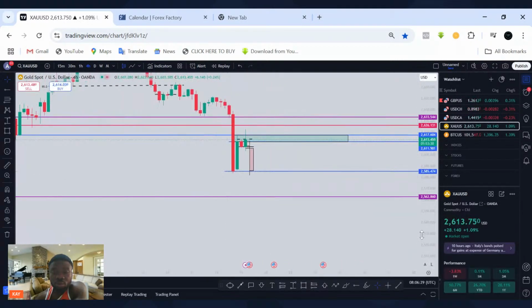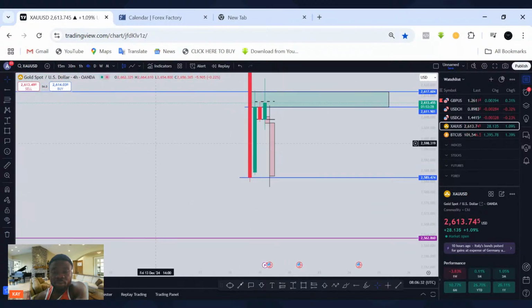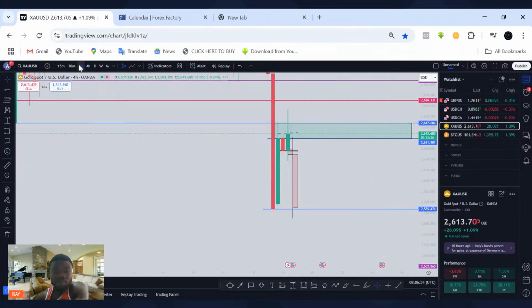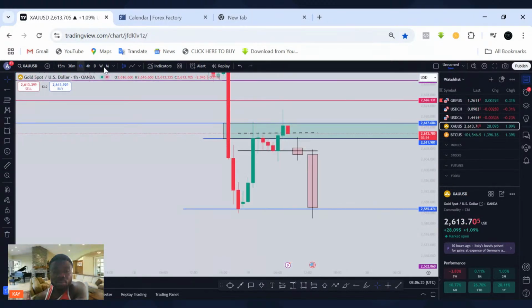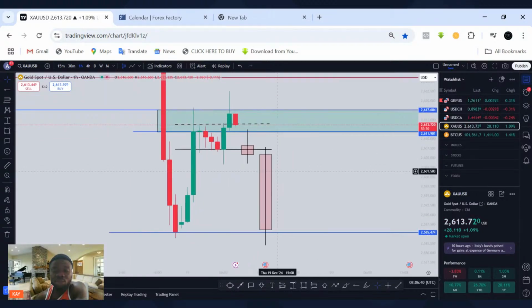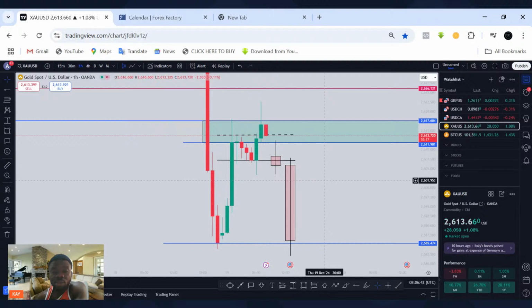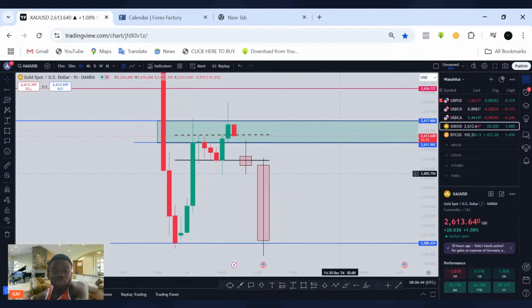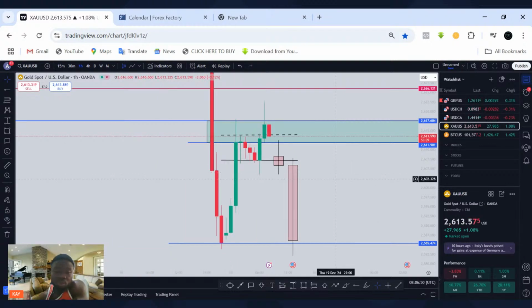So gold is flipping. But the candle opens with no wick at the top.